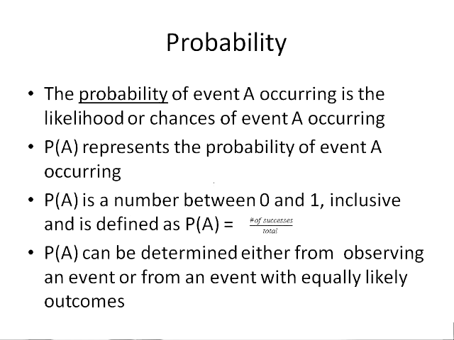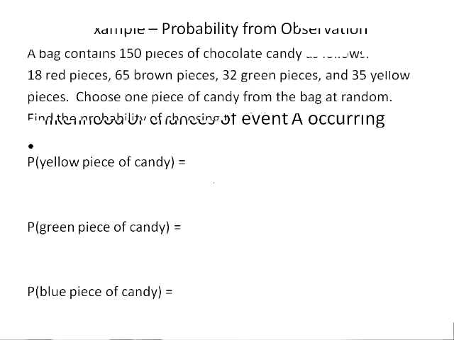Now, the probability of an event is a number between 0 and 1 inclusive, and it's defined as the ratio of the number of successes divided by total. The probability can be determined either from observing an event or from an event with equally likely outcomes. We're first going to take a look at finding probabilities from observing the event.